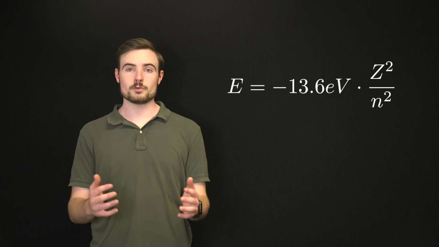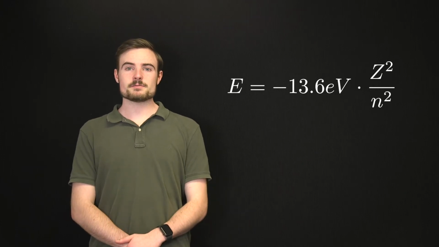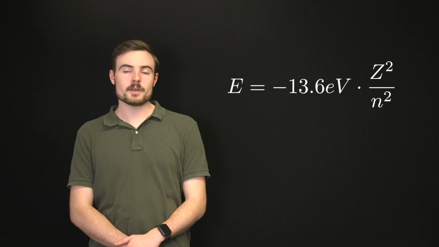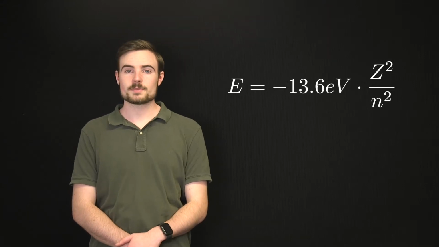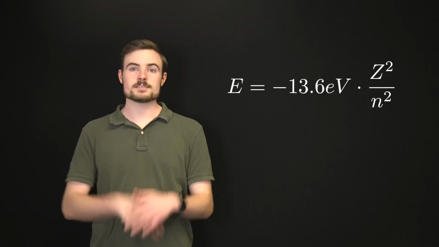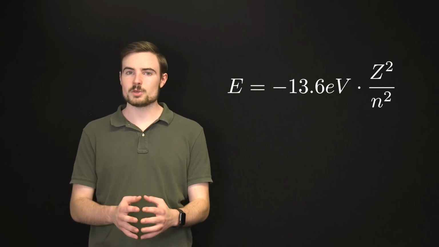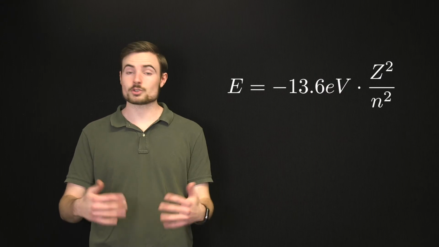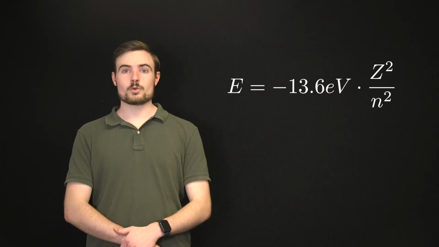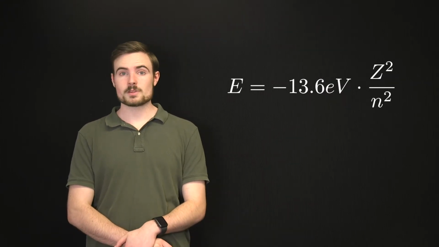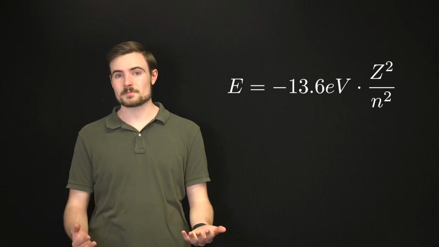Now, the Bohr model can be generalized into a neat expression that is available on your formula sheet. And this gives the energy of a particular electron energy level as a function of n, which energy level the electron is in, and also Z, which is the nuclear charge, or atomic number. So for hydrogen, Z is 1. For helium, it's 2, and so on.